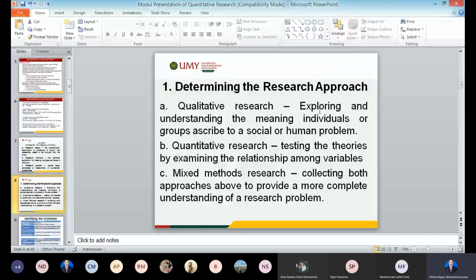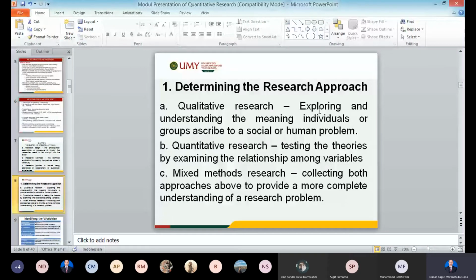So from the language perspective, qualitative research basically refers to inductive research. Inductive research means you try to learn from the field and then look for the theories. But in quantitative research, you start from the theory, and from the theory you try to test whether this theory is correct or not.